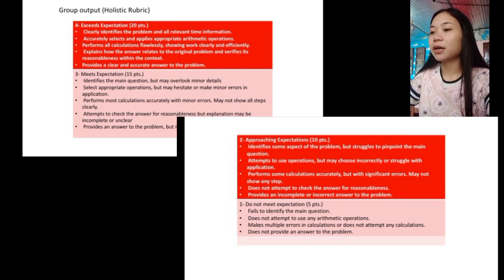So for 1 point or 5 points, do not meet expectations. So the level is 1. It fails to identify the main question, does not attempt to use any arithmetic operations, makes multiple errors in calculations or does not attempt any calculations, and does not provide an answer to the problem. So that is for my holistic rubric.